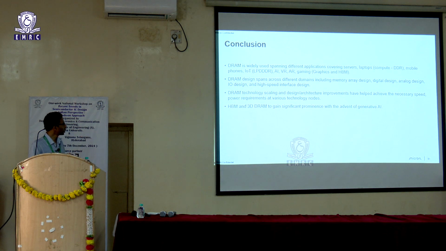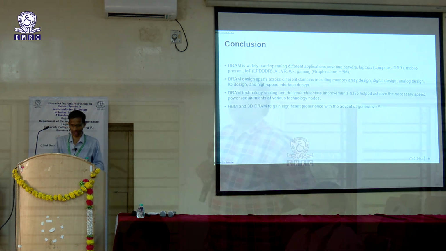It also talked about technology scaling and design architecture improvements which have helped so far, and this will continue to happen for us to enable the next generation DRAM chips. HBM and 3D DRAM are the most emerging ones and have high potential going forward for enabling generative AI. Thank you all for your attention.